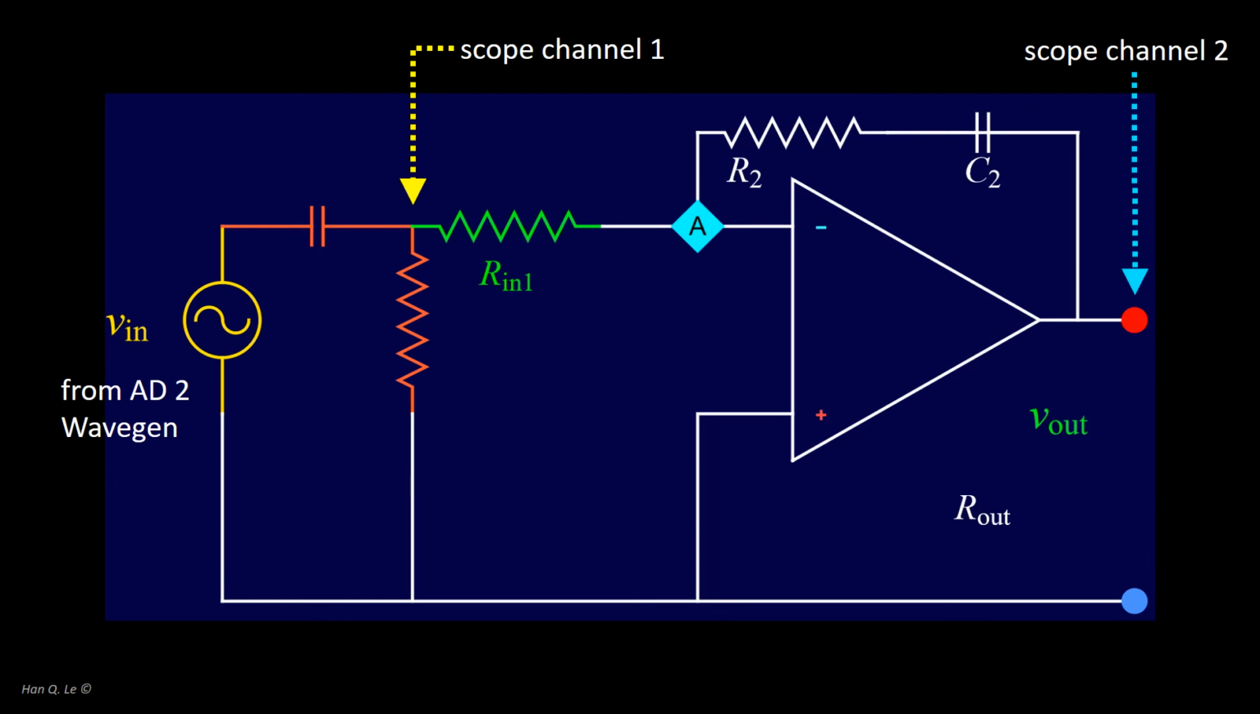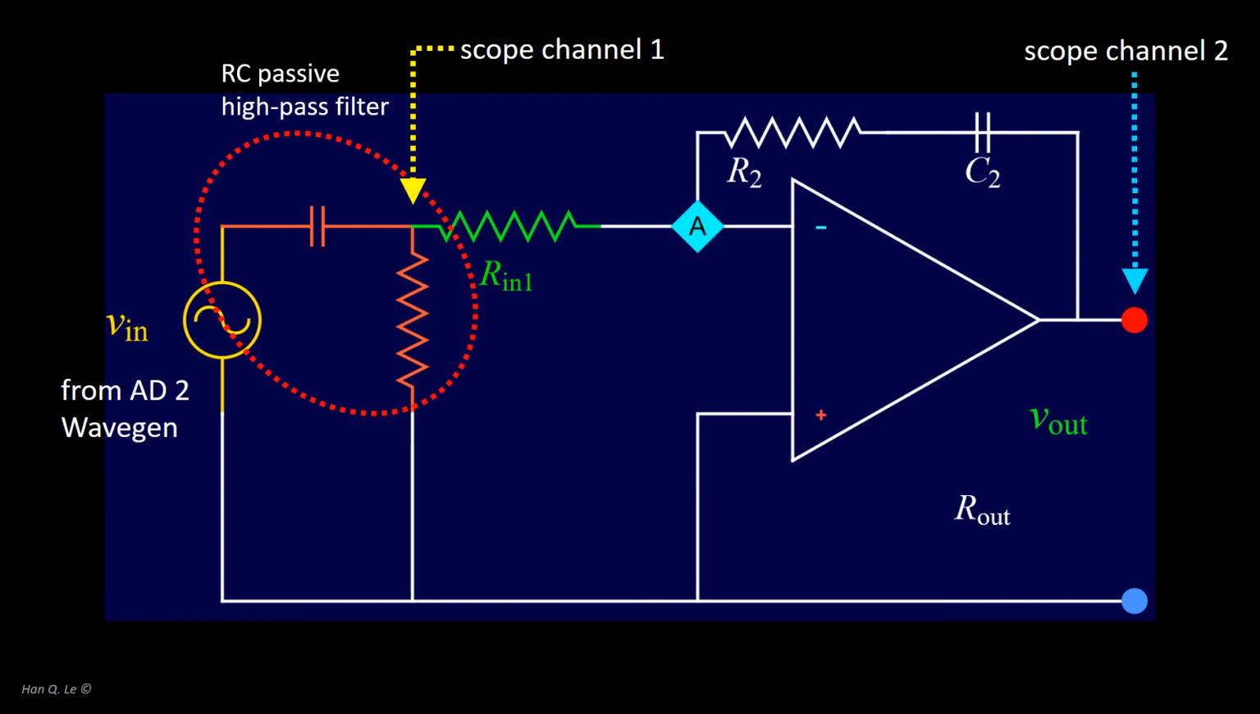One approach that is directly relevant to what we just learned in this lab is to use a capacitor to block unwanted DC component from the AD2 waveGen, as shown. The combination of a capacitor and a resistor as shown is known as a first-order RC high-pass filter, which lets through high frequencies, and blocks DC and low frequency.